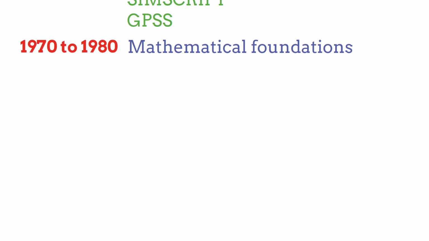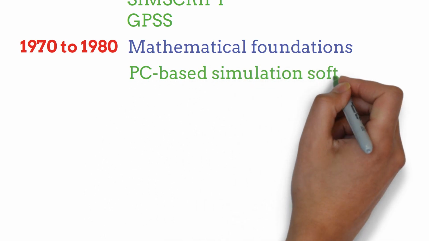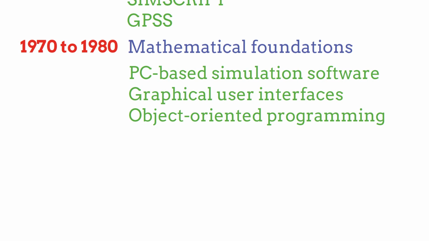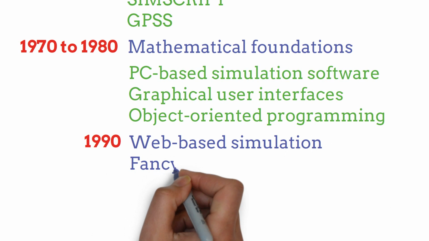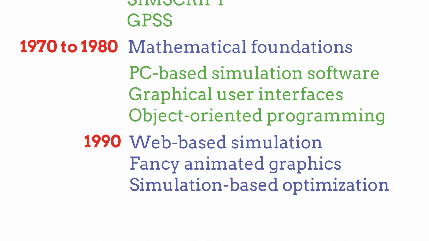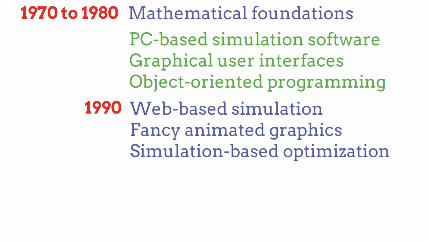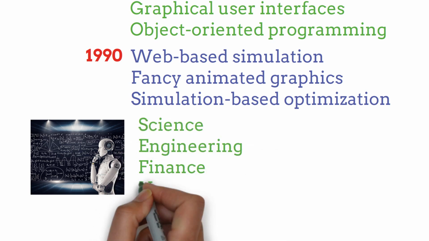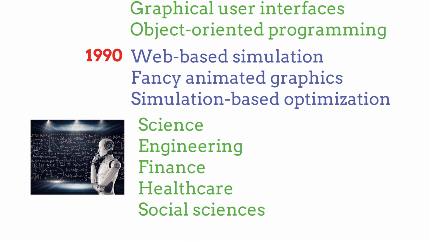During this period, PC-based simulation software, graphical user interfaces and object-oriented programming were developed. During the 1990s, web-based simulation, fancy animated graphics, and simulation-based optimization were developed. Today, simulation techniques have been incorporated into machine learning and artificial intelligence to improve model accuracy and decision-making. Simulation is vital in various fields, including science, engineering, finance, healthcare, and social sciences.